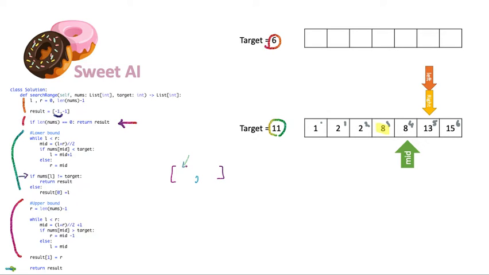What we need to do, put here. So we are going to check the nums of left value. We check it against the target. If it is not equal to target, we are going to return the result, which was -1, -1.